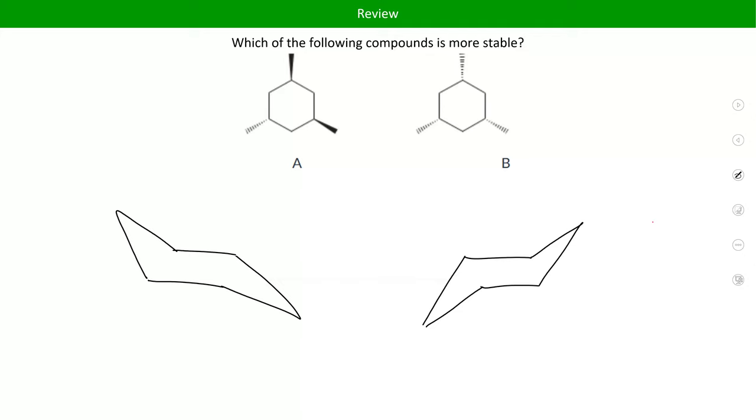So for A, two of them are above the plane, and one is below the plane. So our axial position on carbon 5 here would be going straight up like that, right? That would be if all three of them were cis. That's not what we have, though.